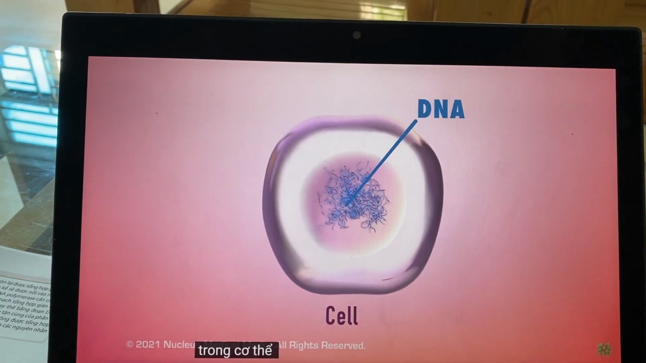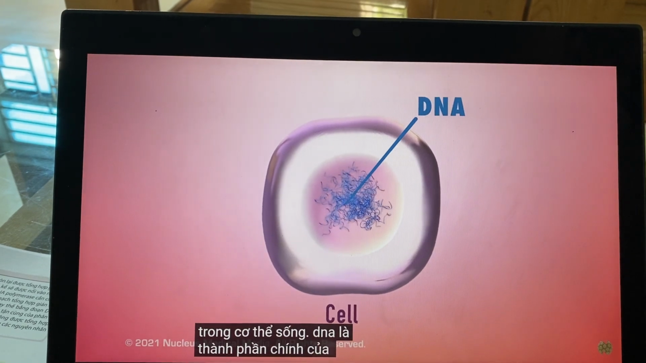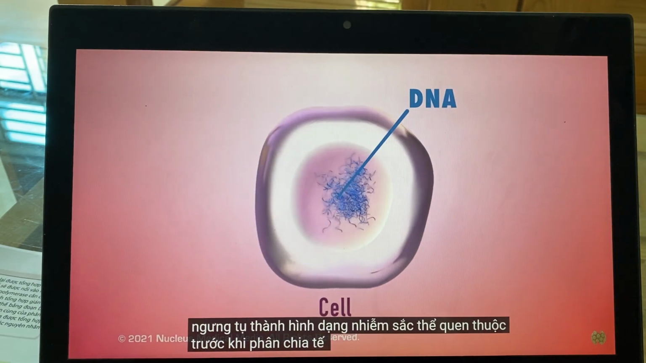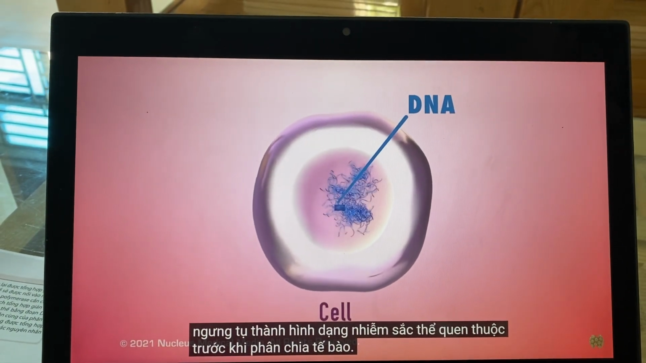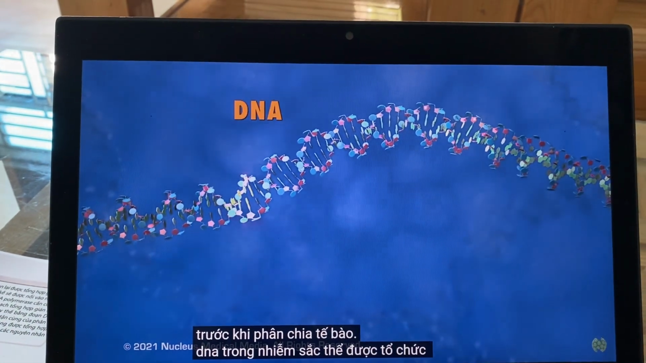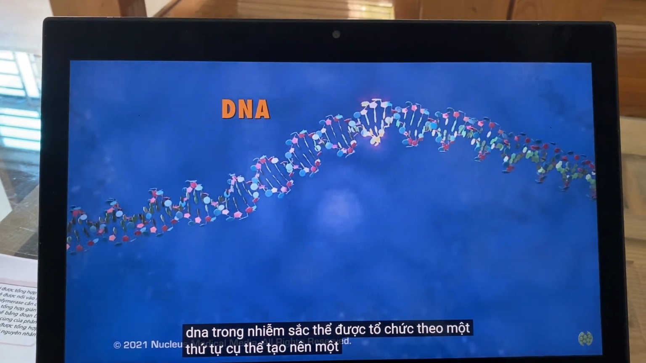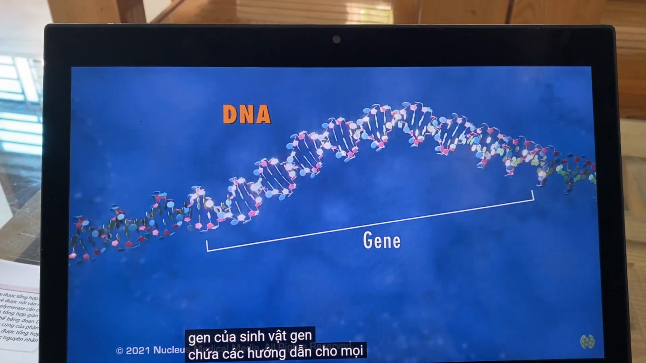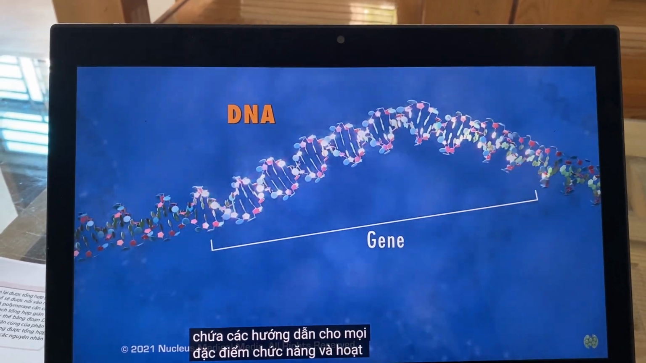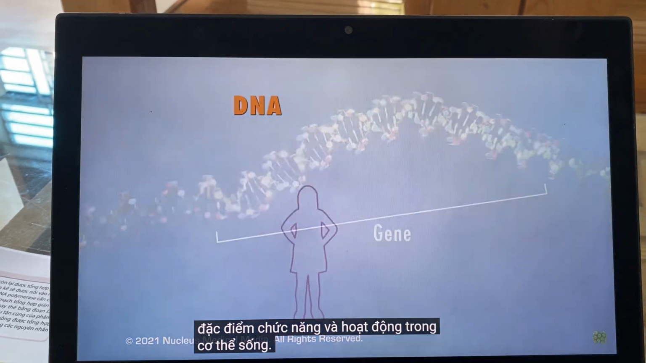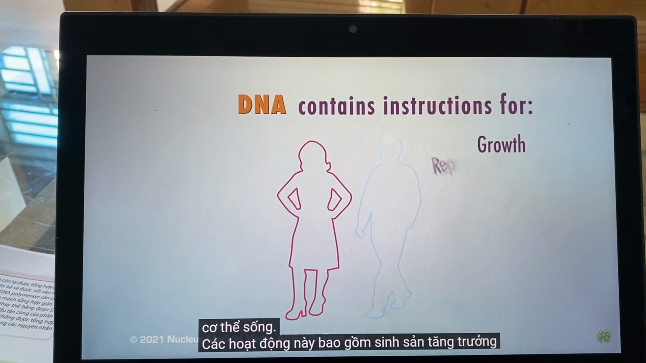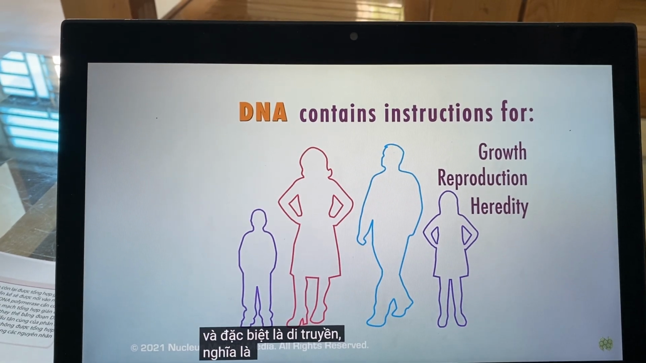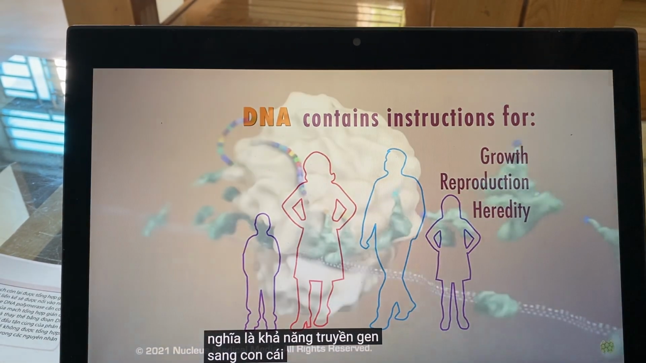In living organisms, DNA is the main component of chromatin, which will condense into the familiar chromosome shape prior to cell division. The DNA in chromosomes is organized in a specific order that makes up an organism's genes. Genes contain the directions for every function, trait, and activity in a living organism. These activities include growth, reproduction, and especially heredity, which means the ability to pass on genes to offspring.